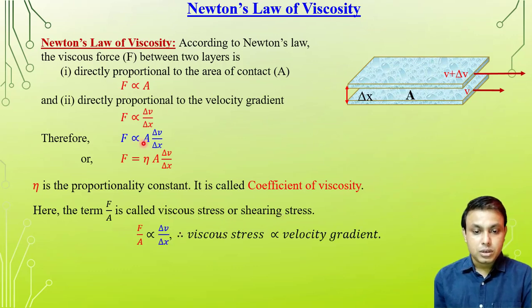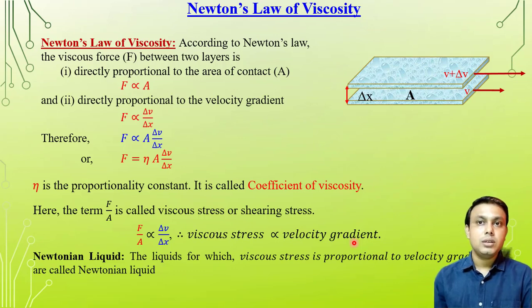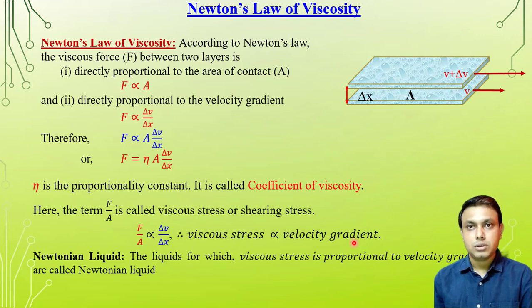From this expression it is clear that F by A is proportional to delta v by delta x. So F by A, that means the viscous stress, is proportional to the velocity gradient. Now the liquids for which viscous stress is proportional to the velocity gradient are called Newtonian liquids, and those for which this relation is not valid are called non-Newtonian liquids.